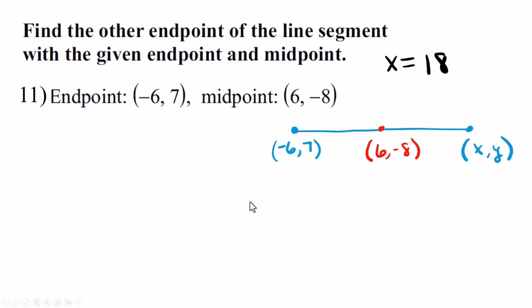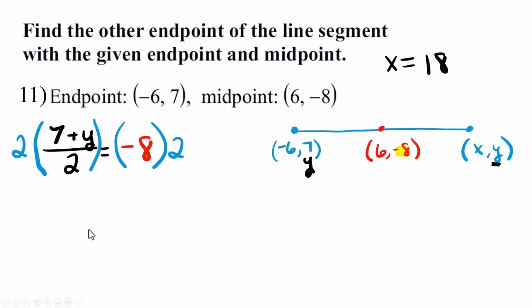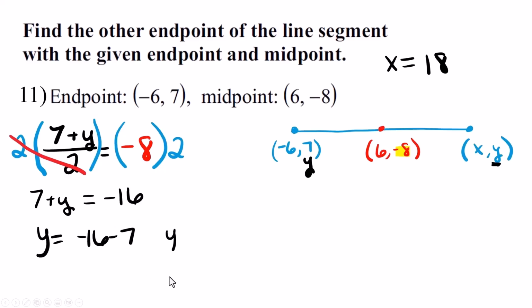All right, let's do the y's. So one of my y's is 7. The other one is just y. But when I put those together and split them in half, it's supposed to be -8. So (7 + y)/2 = -8. Multiply both sides by 2, just like the last time, because we're always dividing by 2 when you're working with a midpoint. And then that cancels. We get 7 plus y equals -16. Now I'm going to subtract 7 from the -16, and my y is going to be -23.